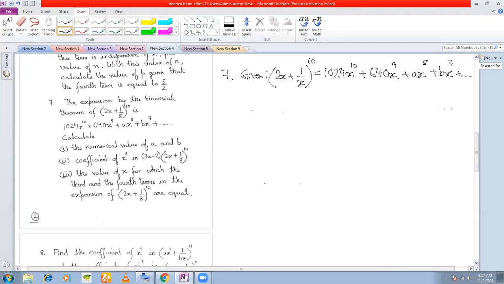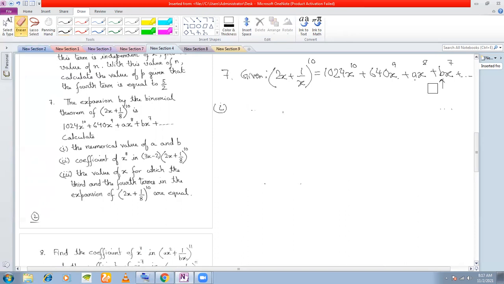It continues. Okay, so only 4 terms, first 4 terms of the expansion are given to you. First question is calculate the numerical values of a and b. Okay, so what I do here is, because I have to calculate these coefficients here, coefficient of x to the power of 8 and coefficient of x to the power of 7.